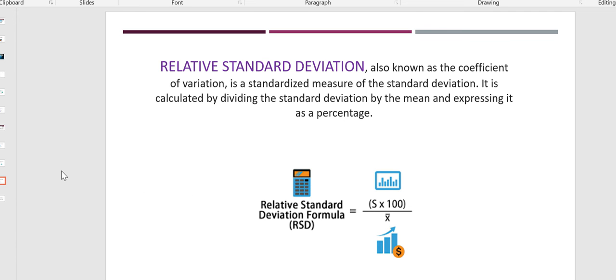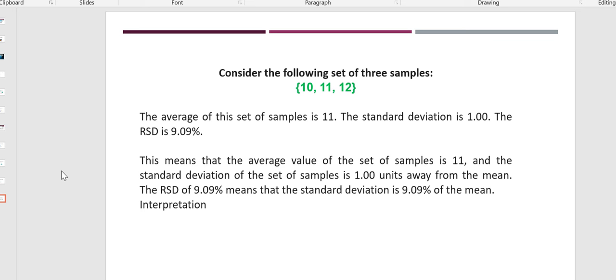Now we will discuss a simple example to understand all these: average, standard deviation and relative standard deviation. Here you can see I have put in a simple data set, like if I have a set of three values, like 10, 11 and 12.